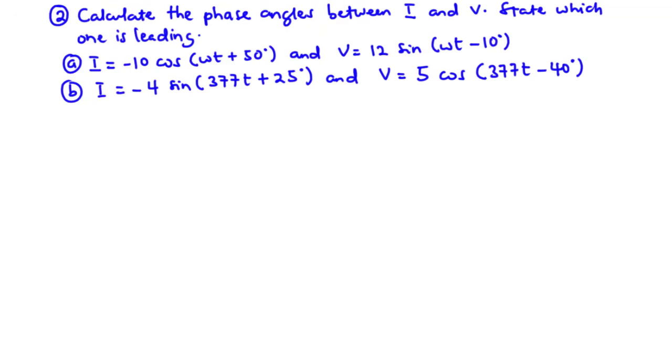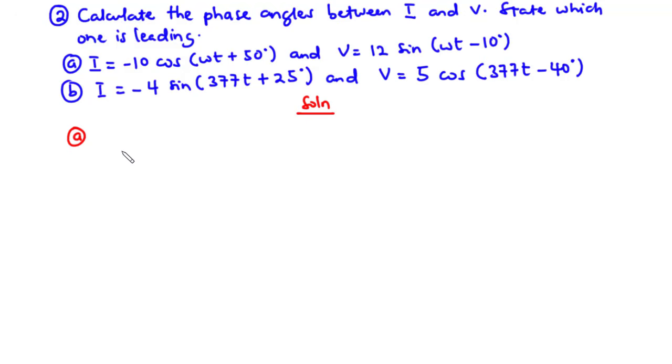So for example 2, we are going to calculate the phase angles between I and V like we did in the previous example, as well as stating the one which is leading. So for A, we have I equals negative 10 cos omega t plus 50, and then we have V to be 12 sine omega t minus 10 degrees. Also for B, we have I equals negative 4 sine 377t plus 25 degrees, and V equals 5 cos 377t minus 40 degrees. Now let's solve these examples together.